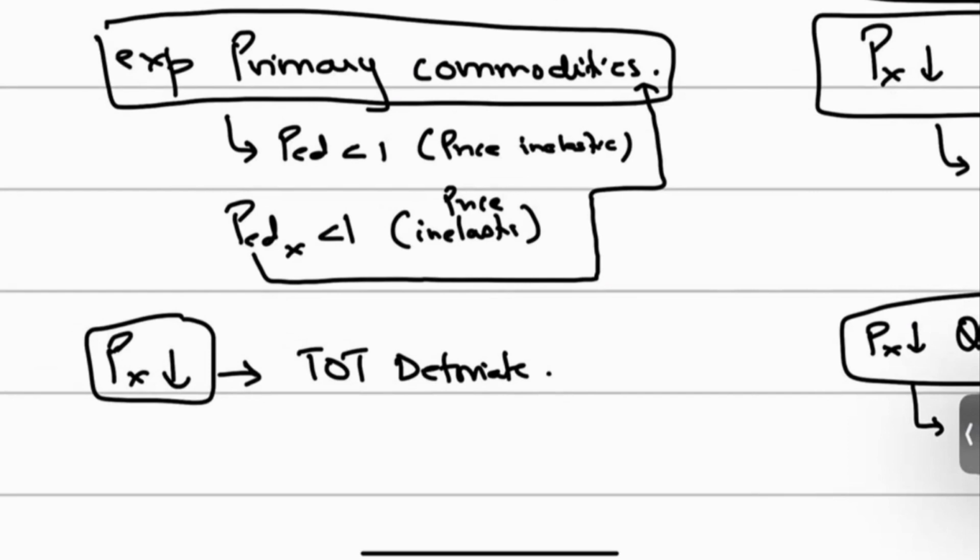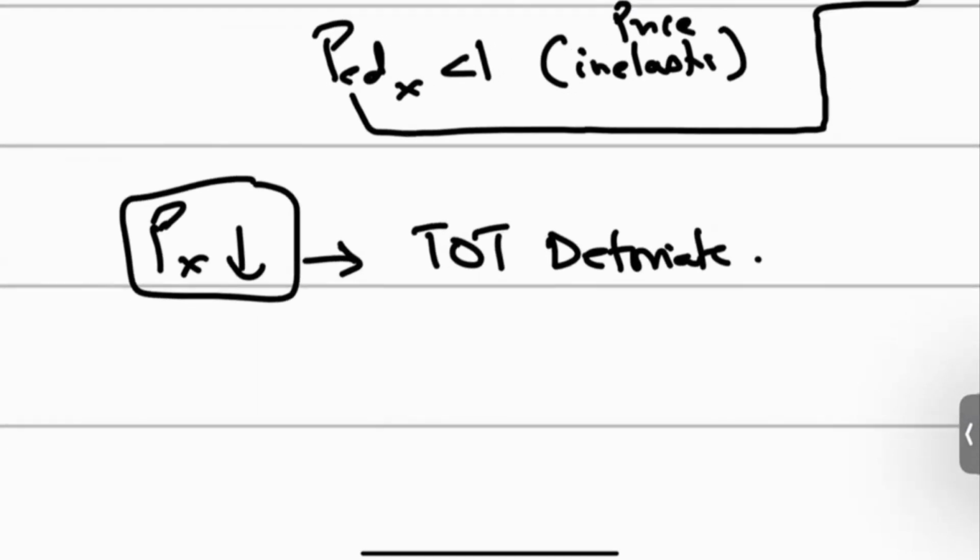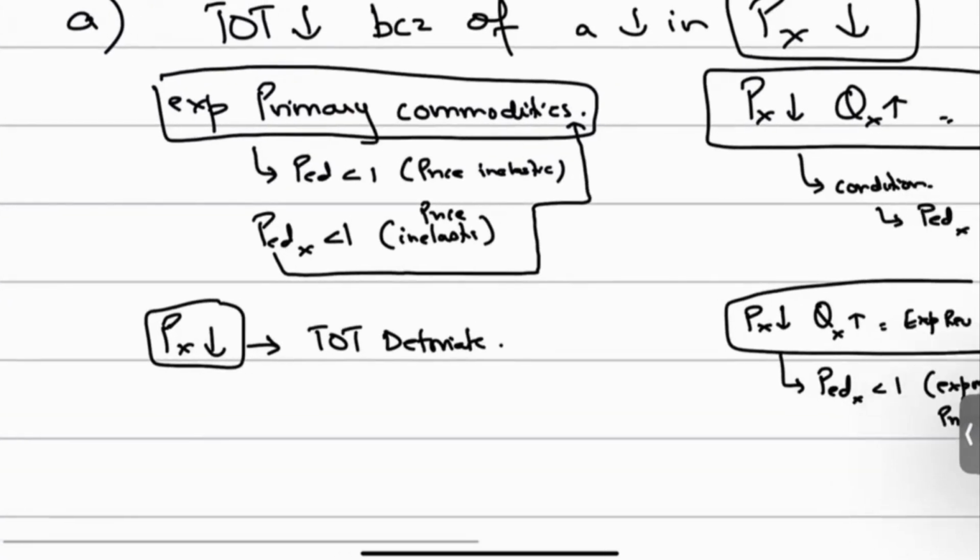So all of these factors will basically reduce the price of your exports. And what's going to happen is that your terms of trade will deteriorate, right? But this is really, really harmful for developing economies, especially. Why is it harmful for developing economies?